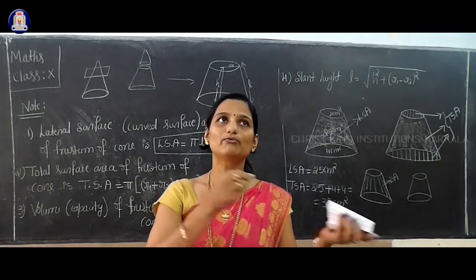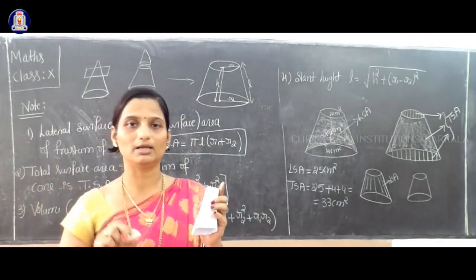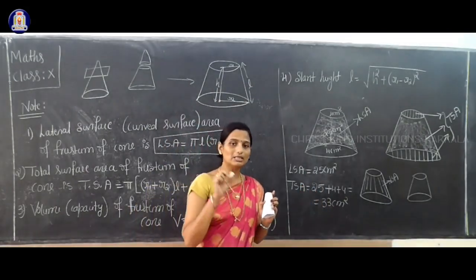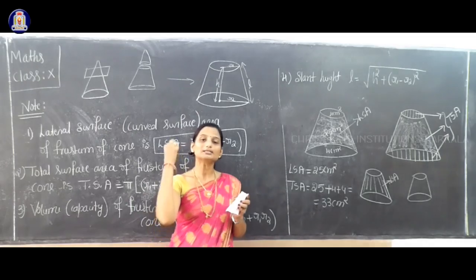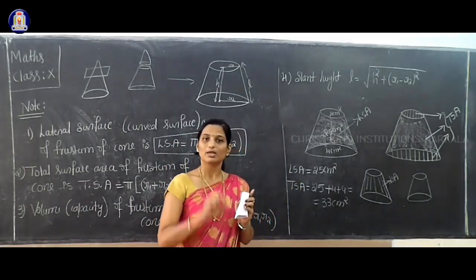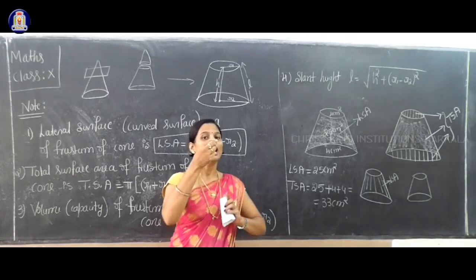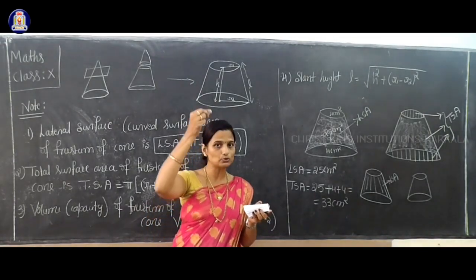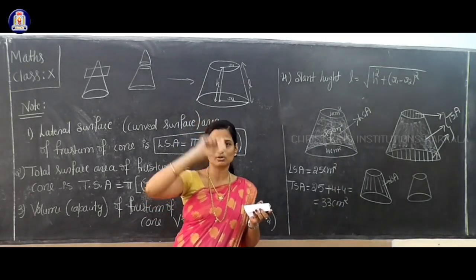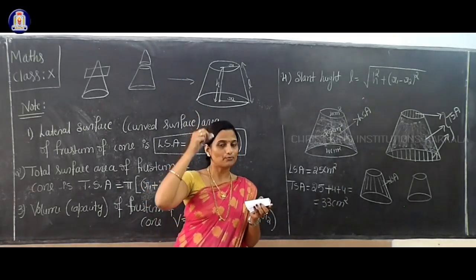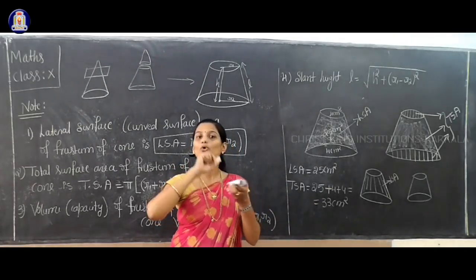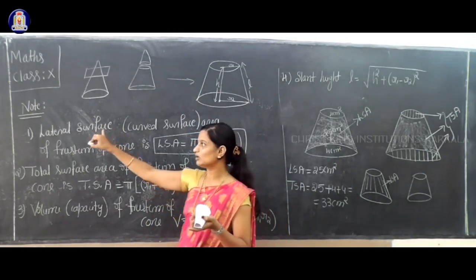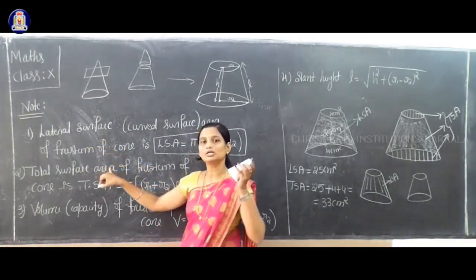Now suppose: find the surface area of a frustum of a cone whose radii are 4 cm and 2 cm and both the ends are closed. Find the surface area, and it is closed. So make a point of those two sentences: the surface area of a frustum closed at both ends. It is not asked whether lateral or total.